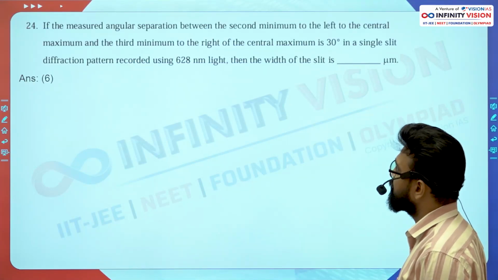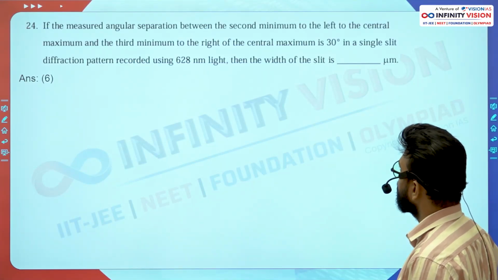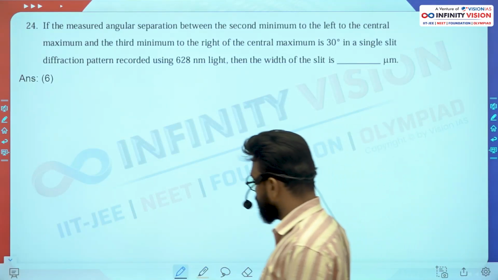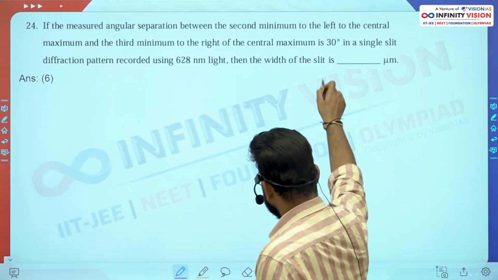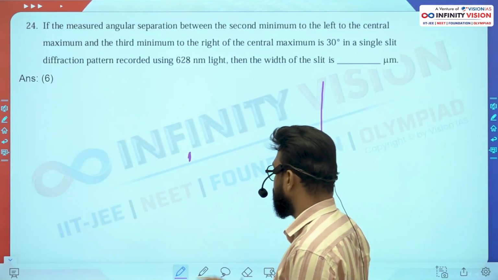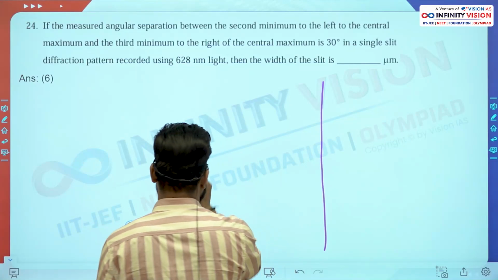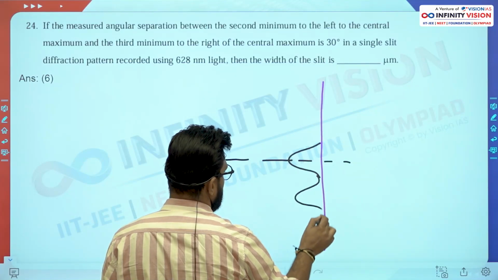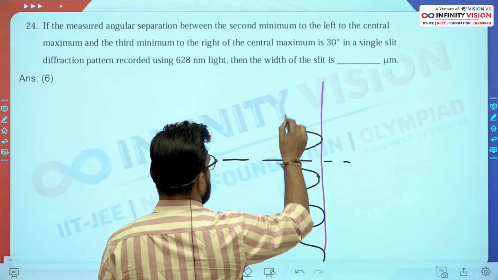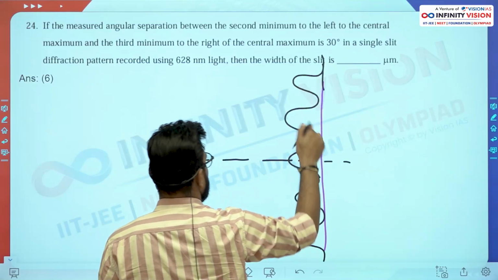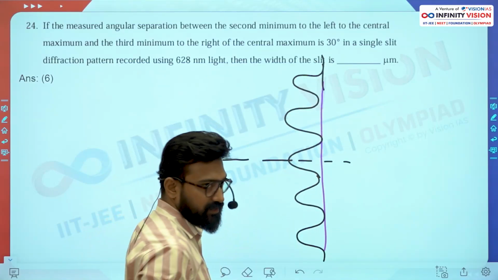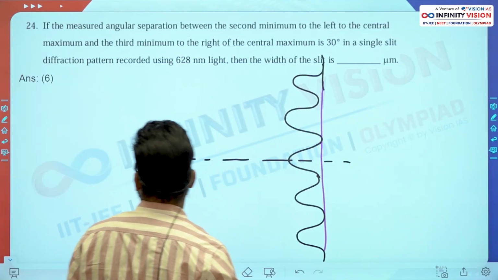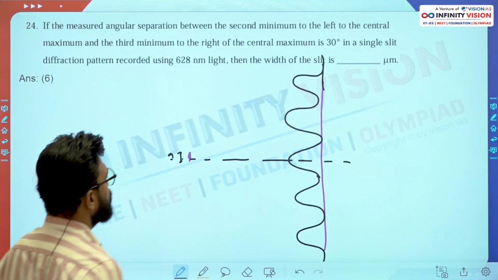Next, if the measured angular separation between the second minima to the left of the central maxima and the third minima to the right is given, we're going to draw the diagram. Suppose this is a screen and this is a slit. This is the central maxima, and the maxima and minima to the left and to the right. Let the slit width be A.